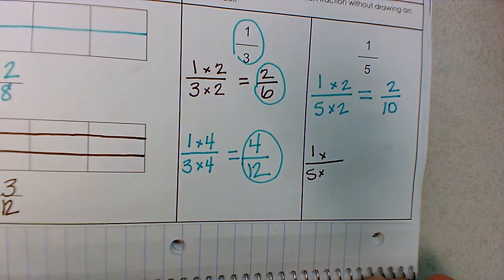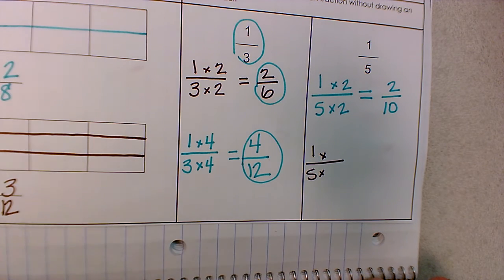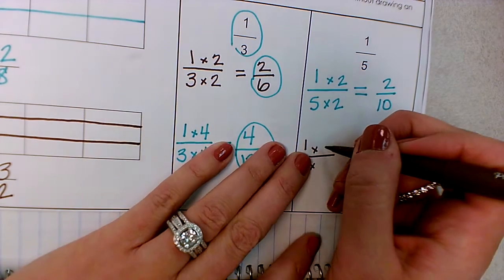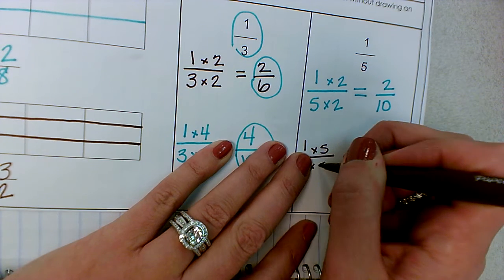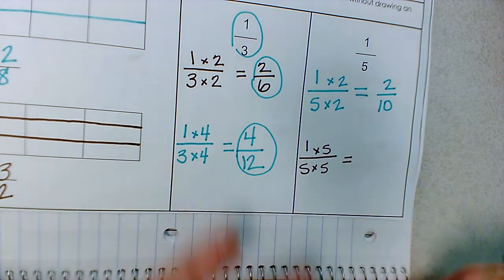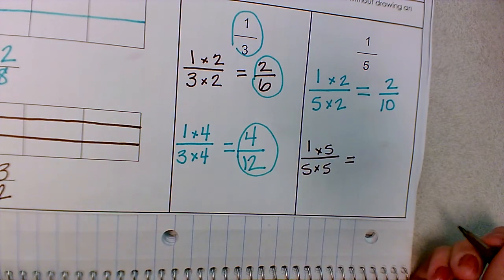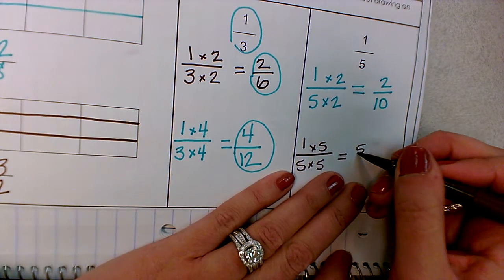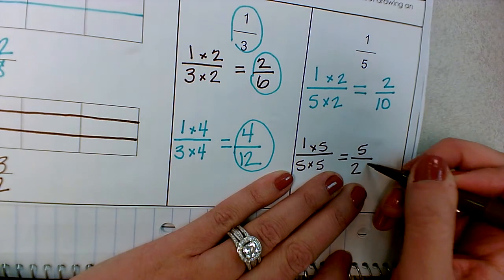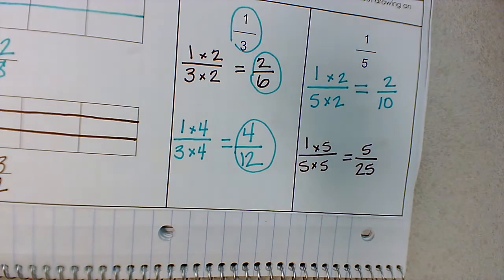Now, 4th graders, if you're thinking, well, there could be a ton of ways to find equivalent fractions, you are exactly right. This time I'm going to go with 5. And I'm going to multiply the numerator and the denominator by 5. And now I have a new fraction of 5/25.